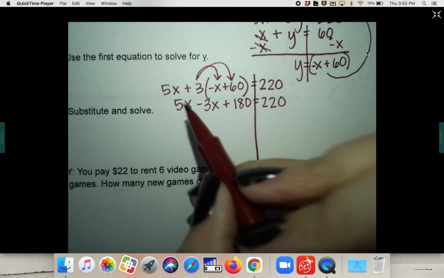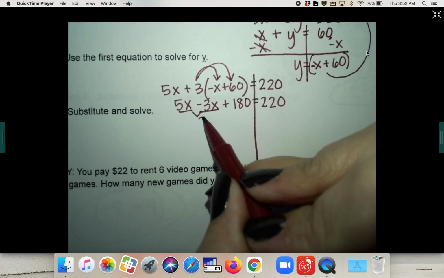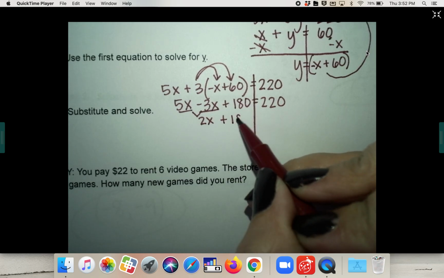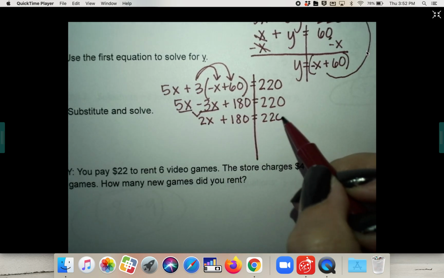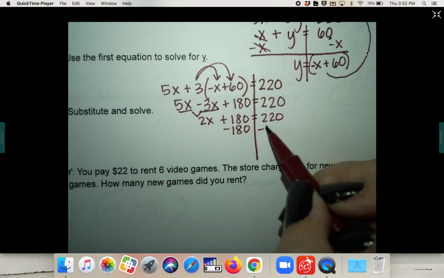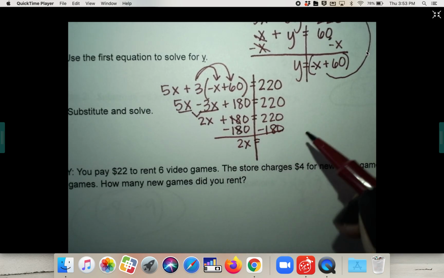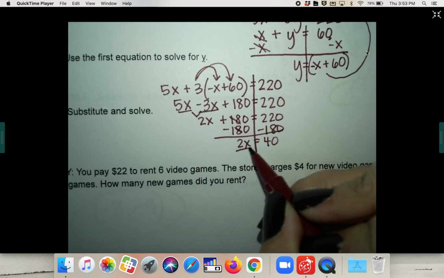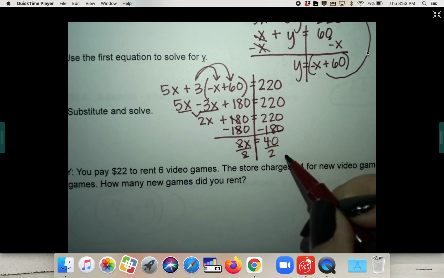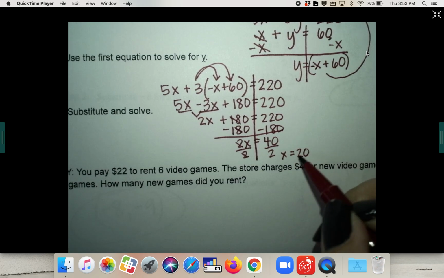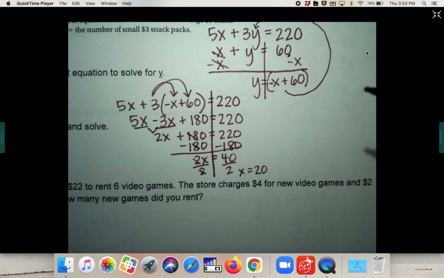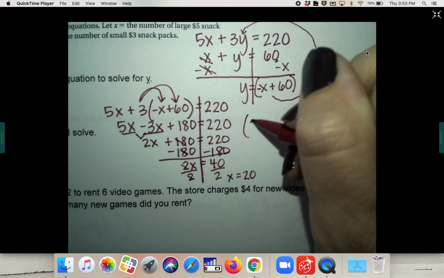All right, combine like terms. 5x minus 3x is 2x, plus 180 equals 220. Subtract 180 from both sides. 2x equals, that would be 40. Divide both sides by 2. x equals 20. So our x coordinate, now let's think about that. Our x coordinate is 20.